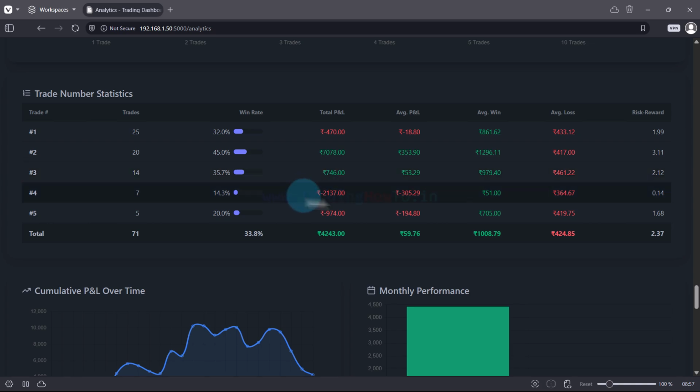So after that, the fourth and fifth trades are big loss-making trades. What it suggests is that if I can limit myself to 2 or 3 trades in a day, then that is better. Taking fourth and fifth trades is not working for me. When I'm entering fourth or fifth trades, generally I'm in loss that day.